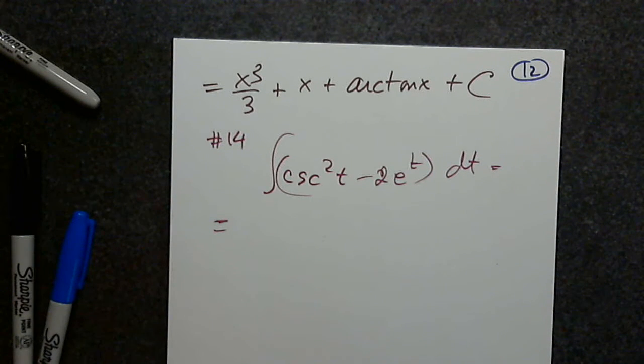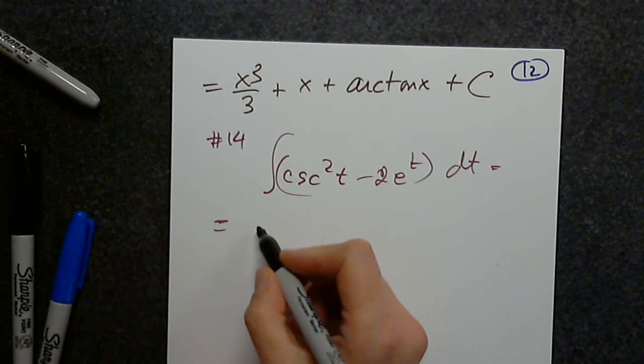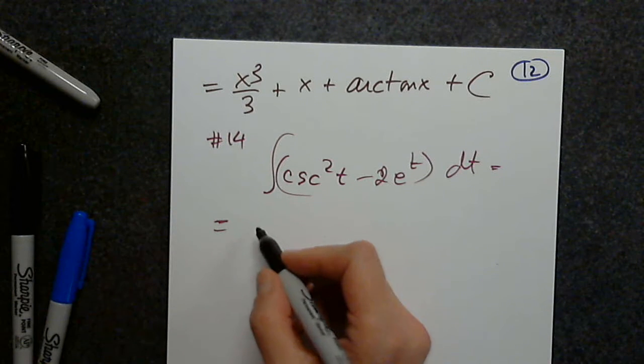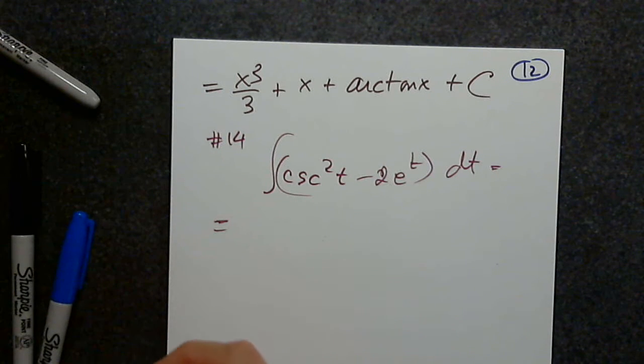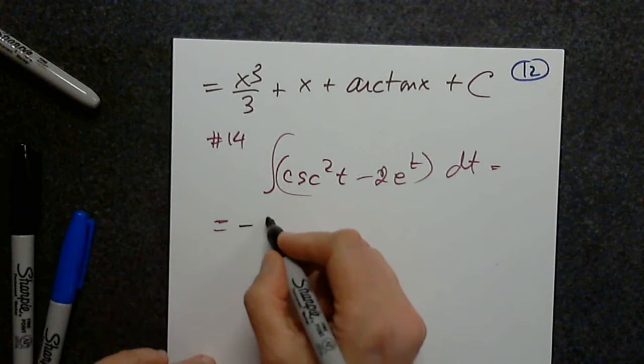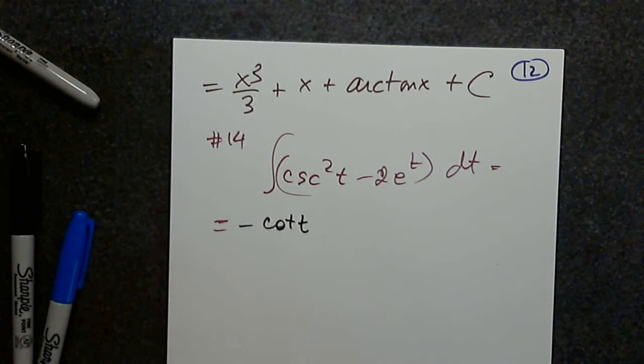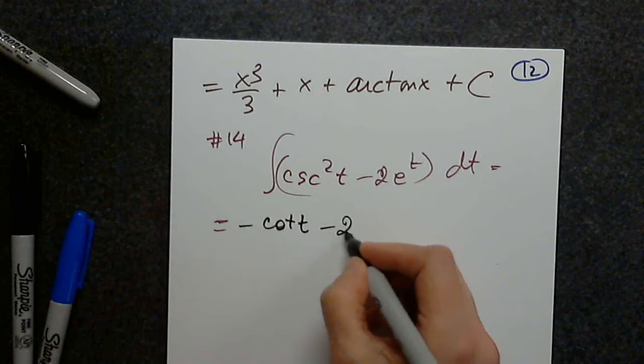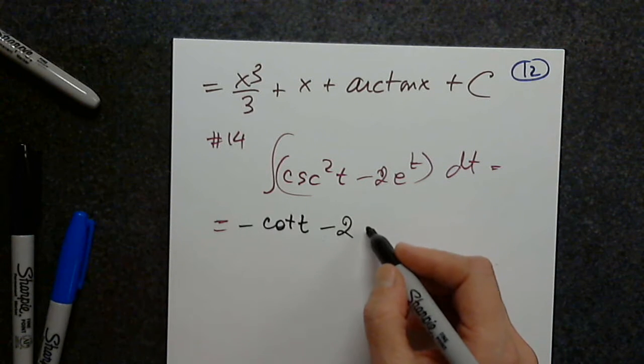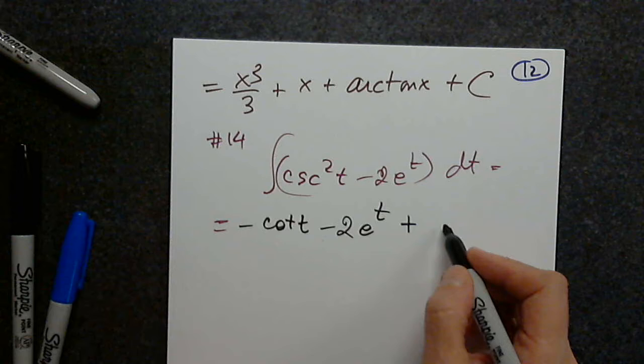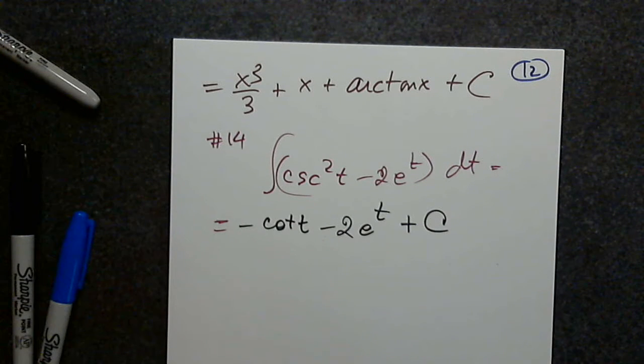Which function prime is cosecant squared? Yes, but negative. Cotangent prime is negative cosecant squared. Good. Minus 2e to the t plus c. Very good. Not too much.